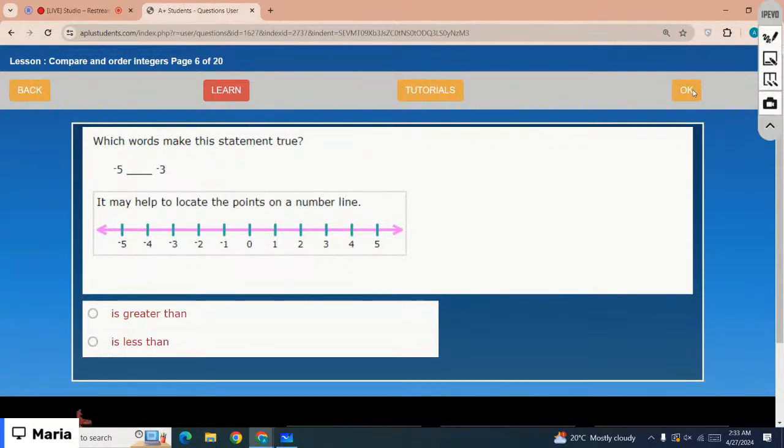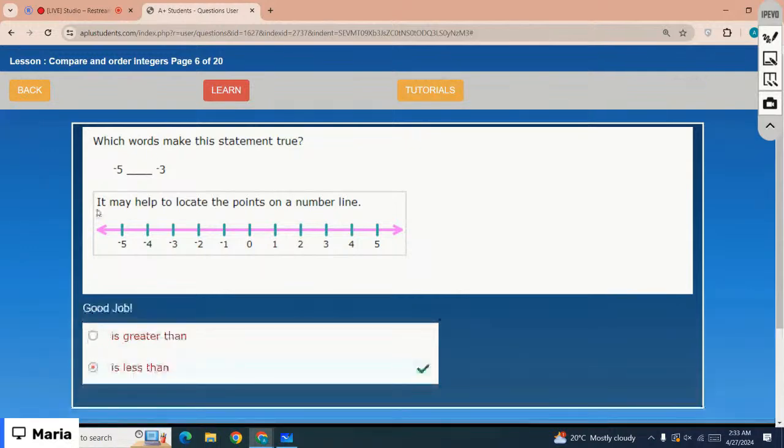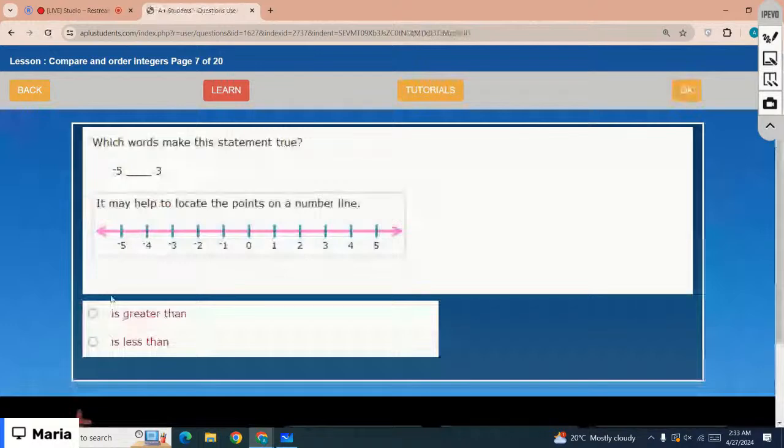Which words make the statement true? Negative 5 and negative 3. So, which is the correct option? Yes, negative 5 is farther than negative 3 on the negative side. So, negative 5 is less than negative 3. Okay, you can complete the lesson by yourself later today. Let me just move on to the next lesson.